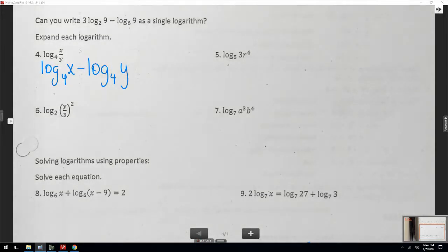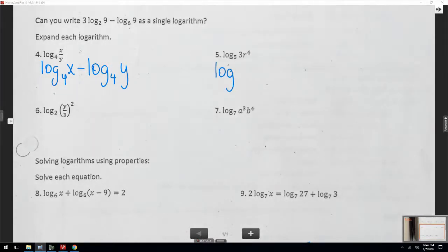All right, let's look at number 5. What has the 4th power? The 3, the r, or everything? Just the r, because it does not have parentheses around it. Is everybody okay with that? All right, so when I'm multiplying the 3 and the r, how do I split multiplying into 2 logarithms? You add them. There you go.